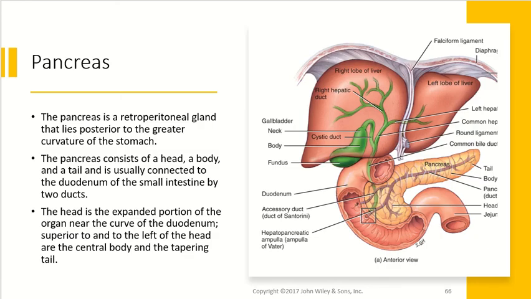Next up on the digestive tract, we have the pancreas. This is going to be a retroperitoneal gland that lies posterior to the greater curvature of the stomach. You can see it right there. There's our pancreas. It's a goofy looking thing. The pancreas consists of a head, a body, and a tail. This is usually going to be connected to the duodenum of the small intestine by 2 ducts. The head is the expanded portion of the organ, and it lies near the curvature of the duodenum. Superior and to the left of the head is the central body, tapering to the tail. You can see that here.